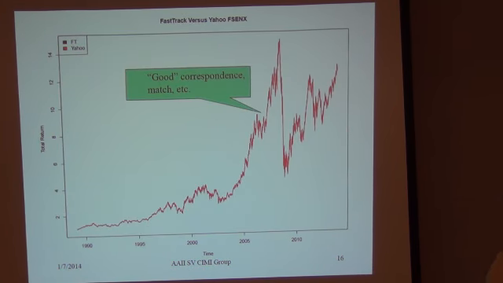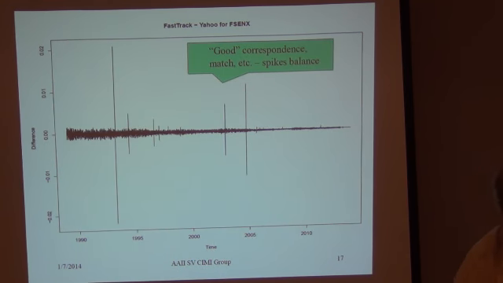So one picture's worth 1,000 words. This is FSENX, which is Fidelity Select Energy, from '88 to, let's say, a couple months ago. You can see FastTrack's in black, Yahoo's in red. You can see there's very, very little difference. So this is an example of good correspondence. Is this total return? This is total return, I believe.